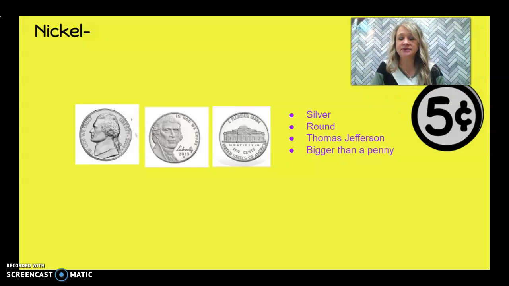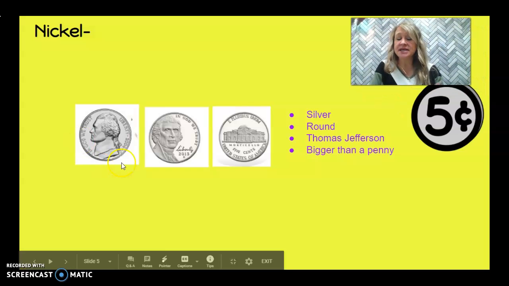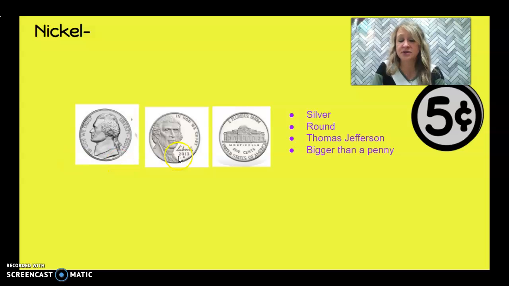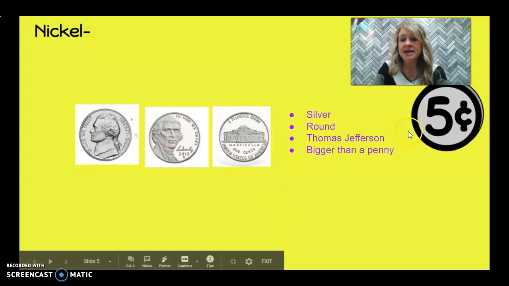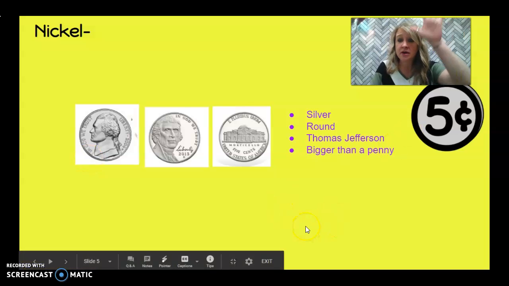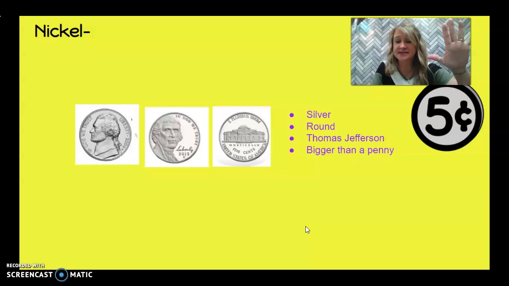Say nickel. A nickel is the round silver coin with Thomas Jefferson's face. The old nickel has the side of his face. The new nickel is the front of his face. And a nickel is worth 5 cents.